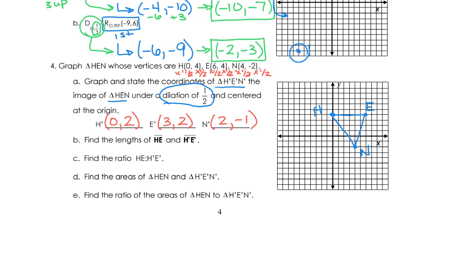And so now if I go ahead and graph those, 0, 2 is here, and that's H prime. 3, 2 is here, which is E prime. And 2, -1 is here, and that's N prime.